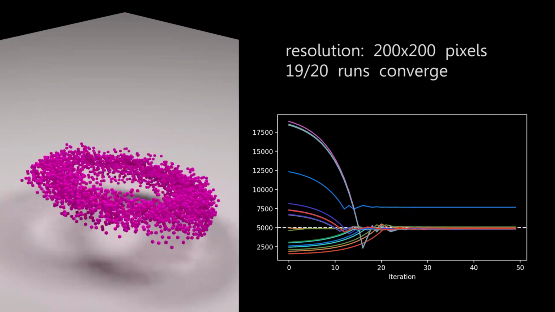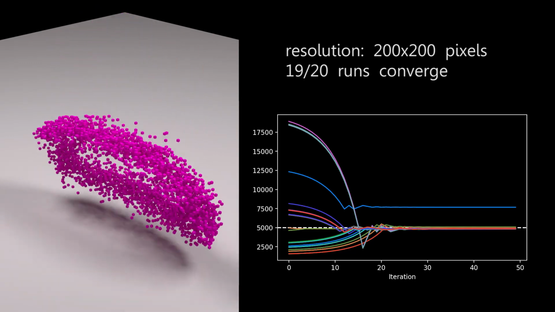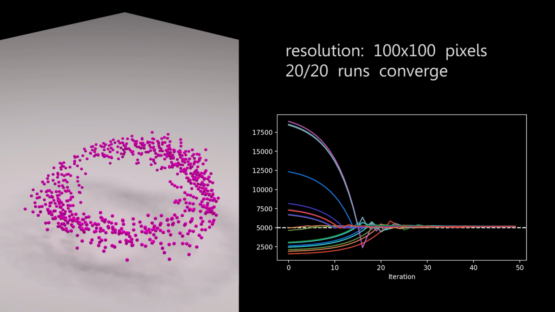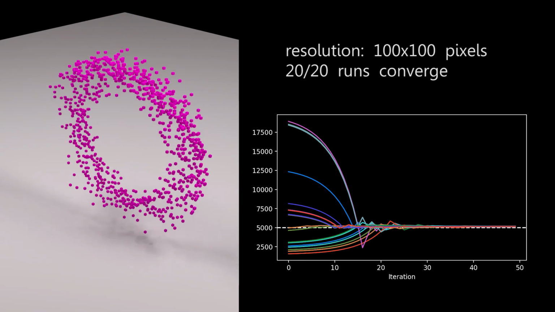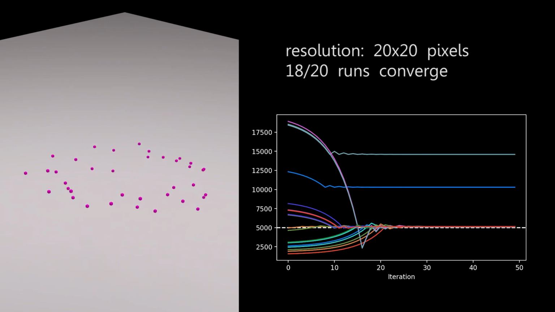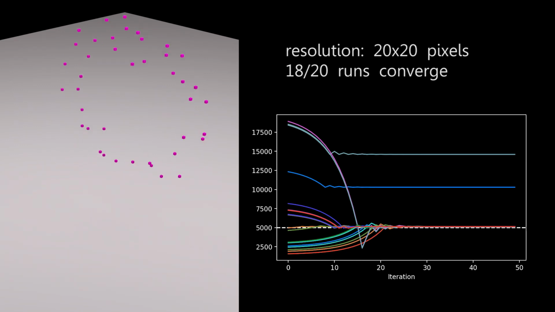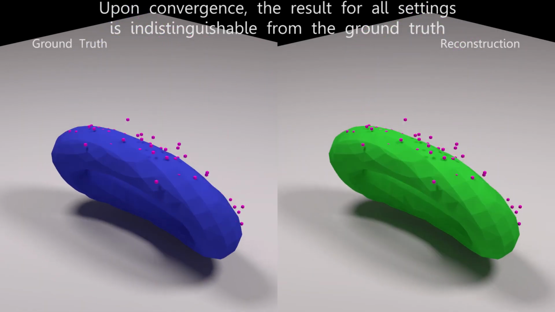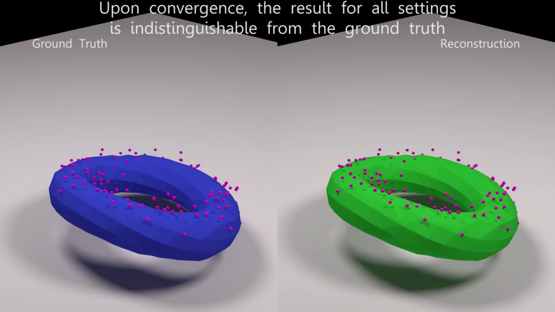Next, we compare the convergence when different camera resolutions are used. For a resolution of 200 squared pixels, again 19 out of 20 runs converge. For 100 squared pixels, even all 20 out of 20 runs. And for a resolution of only 20 times 20 pixels, still 18 out of 20 runs succeed. Upon convergence, the reconstructed motion is indistinguishable from the ground truth.